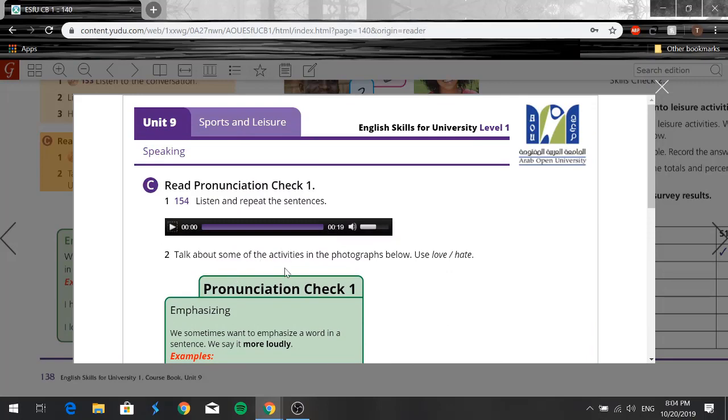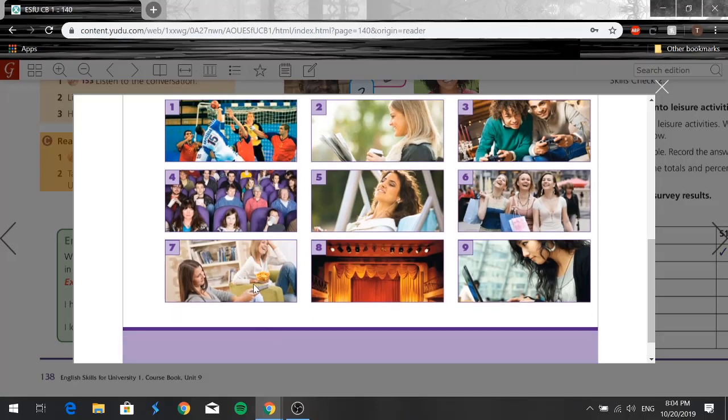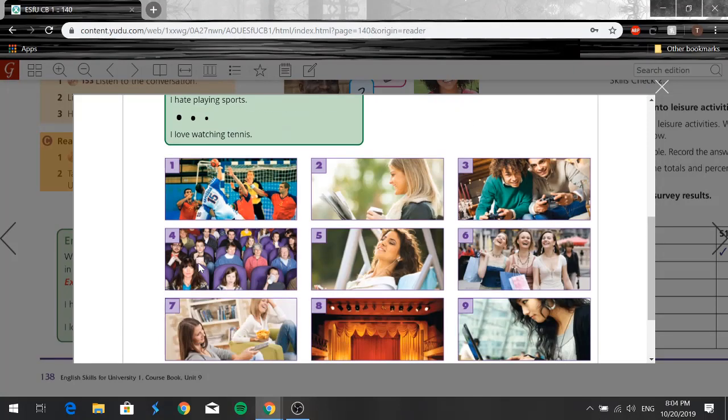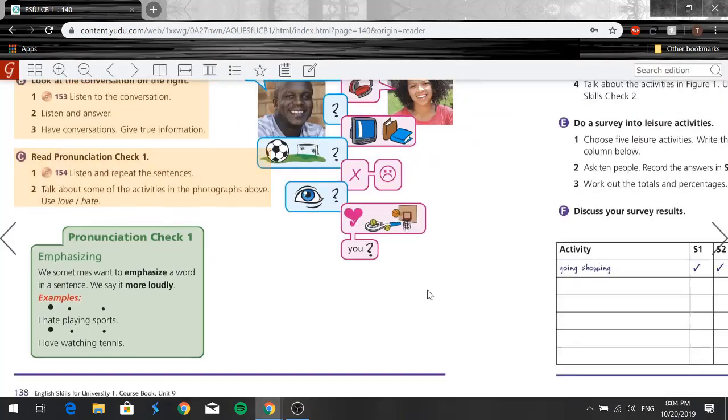Talk about some of the activities in the photographs below. Use love or hate, right? So for example, I can say I love watching handball. So I'll say I love watching handball, right? I love reading novels. I enjoy listening to music, right? I hate shopping. Okay? I can also say, I hate watching television. Okay? Why do I feel that hate is such a strong word for this case? Anyways, yeah, that's basically the sum up of what I'm trying to say, which is emphasizing. Okay? Now, let's move on.